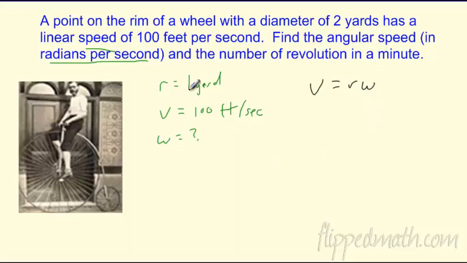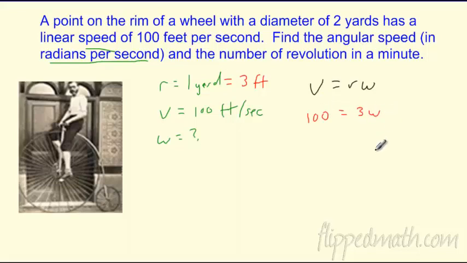One quick thing that I noticed here though, when you use this formula, you have to be in the same units. So the radius is in yards, the velocity is in feet. Let's just change this. 1 yard is really what? 3 feet. So if they're in the formula, you got to be consistent here. So make sure you do a little dimensional analysis to clear that up. So the linear velocity is 100 feet per second. The radius is 3 feet.